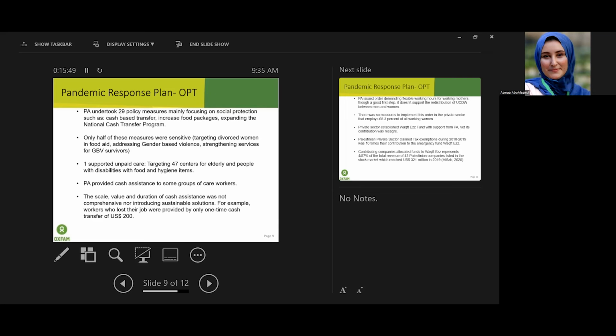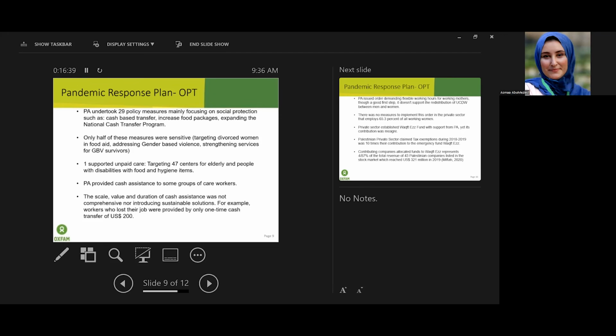But if we analyze these policies from a gender lens, and the UNDP had a gender tracker that really looked at these policies from a gender lens, you will find that only half of these measures were gender sensitive. So, for example, targeting divorced women in food aid, or raising awareness on gender-based violence, or strengthening services for gender-based violence survivors. But only one policy out of these 29 policies looked at people who are in need of care. And even that policy was very short-term, which targeted about 47 centers with food and hygiene items. The only policy that has been taken in terms of addressing the unpaid care and domestic work needs.